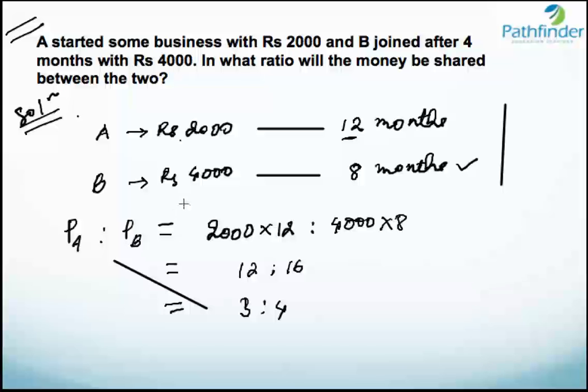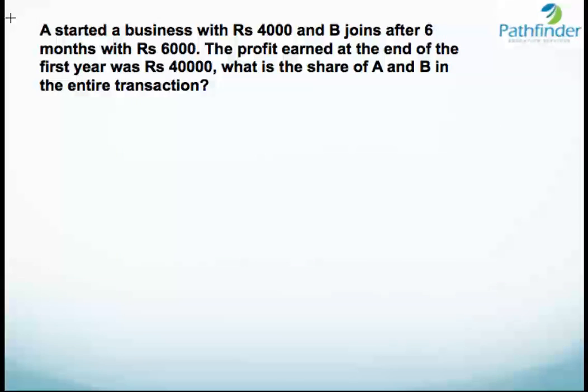Let us look at another similar question. Next question: A started a business with rupees 4000 and B joins after 6 months with rupees 6000. The profit earned at the end of the first year was rupees 40,000. What is the share of A and B in the entire transaction? So let us solve this question.